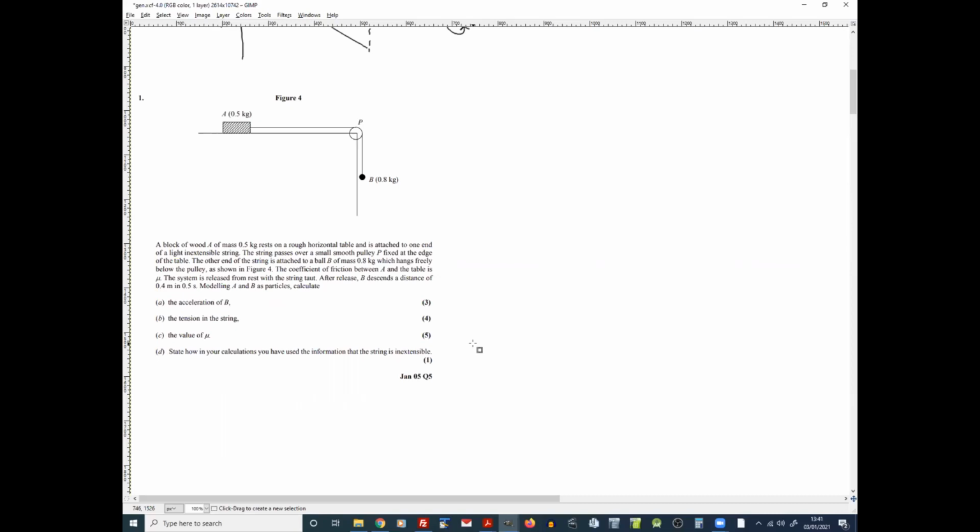So, which way is B moving, up or down? Down. Yeah. A coefficient of friction. Because the system is released from rest. After release, B descends a distance of such and such. Let's not worry about the distance.